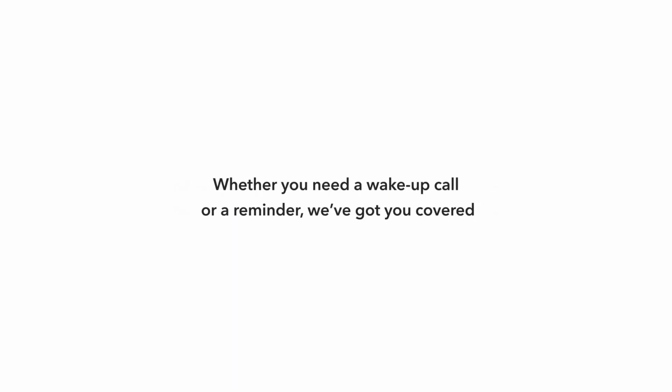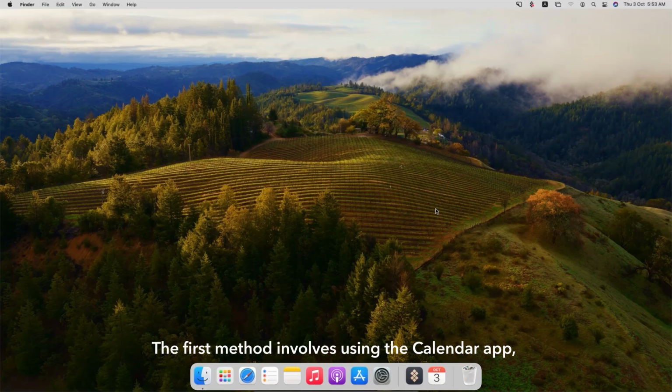In today's video, we're going to show you how to set an alarm on your MacBook using a few easy methods. Whether you need a wake-up call or a reminder, we've got you covered. Let's dive in. The first method involves using the Calendar app, which comes pre-installed on every MacBook.